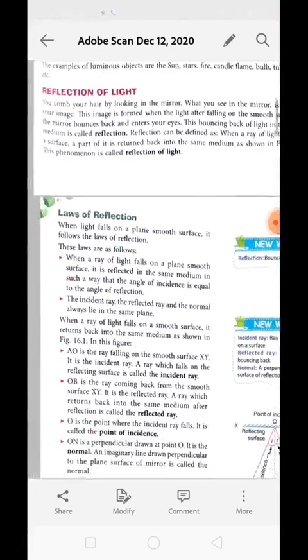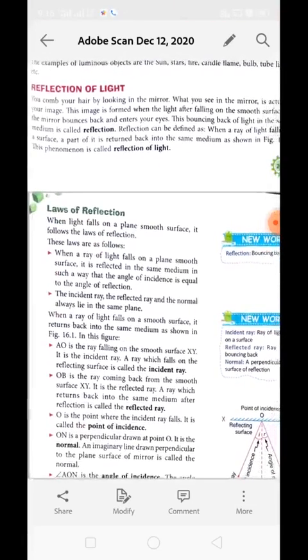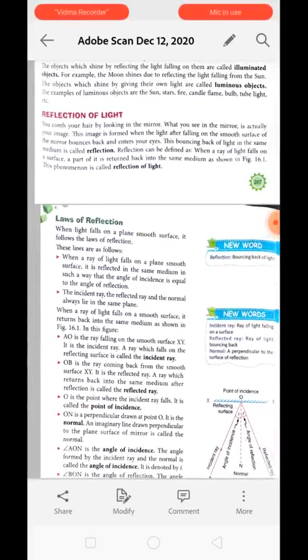Now next is reflection of light. We have talked about reflection of light. When light falls on an object, it gets reflected back. But what is reflection of light? How does light get reflected? When you comb your hair by looking in the mirror, you will see that when you are combing with the right hand, it appears as if you are combing with your left hand.